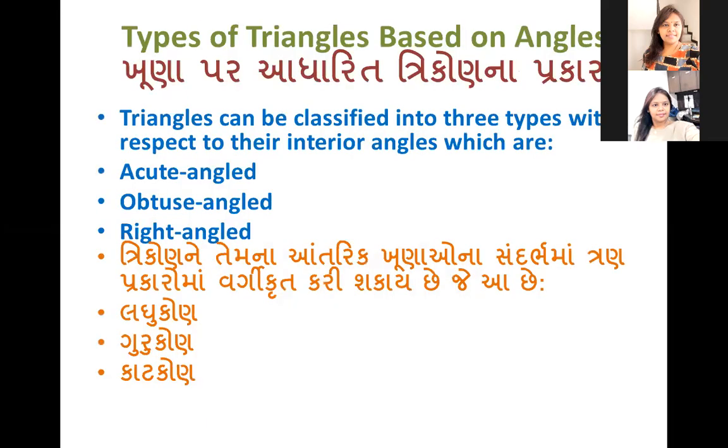Now the next three types of triangle depend on their angles. Its name is by their angles. So here some triangles are classified by their angles. This type of triangle depends on their angle. The first three we discussed before this starting.